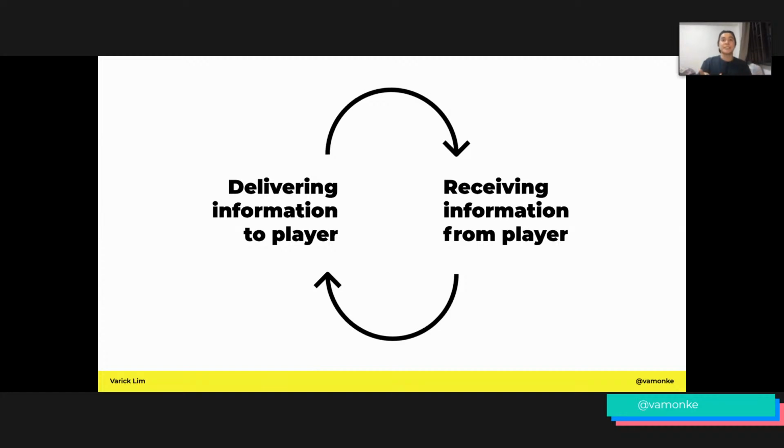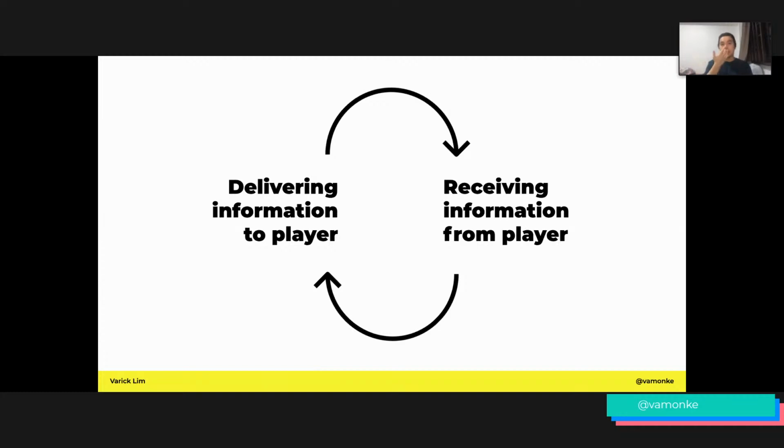It's displaying information, right? Then when the players indicate their choice and do the head tilt, that's when we are receiving information, and that's the interactive part where the information flow is two-way between the player and the game, which is what I find is the fun part about building games. So let us look at the first state, which is delivering information to the player.